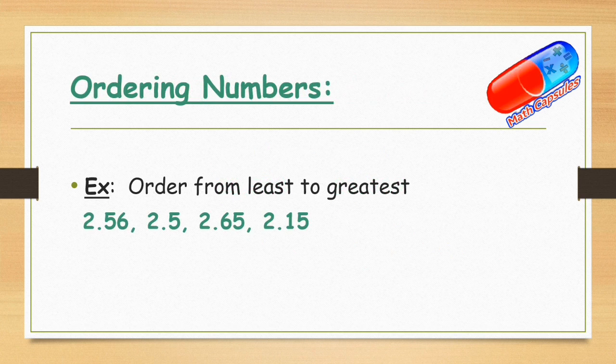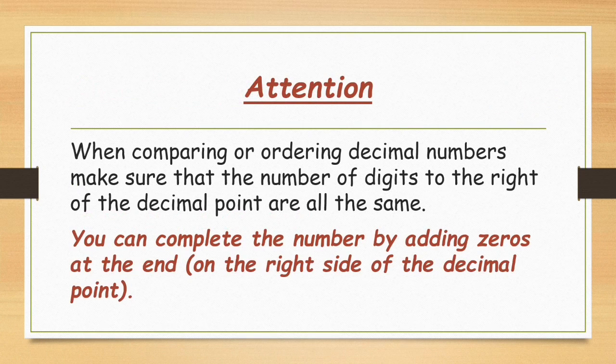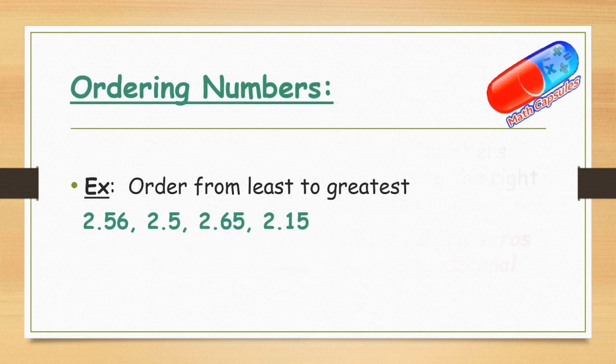Ordering numbers. To order decimal numbers, in this case, order from least to greatest. We want to order these numbers. But before ordering, I want you to pay attention to a very, very important thing. When comparing or ordering decimal numbers, make sure that the number of digits to the right of the decimal point is the same for all of them. For example, let's go back here. After the decimal point, we have 2 digits here, 1 digit here, 2 digits, and 2 digits.